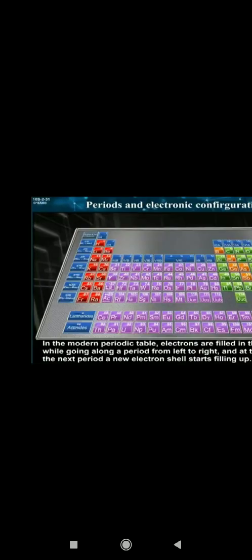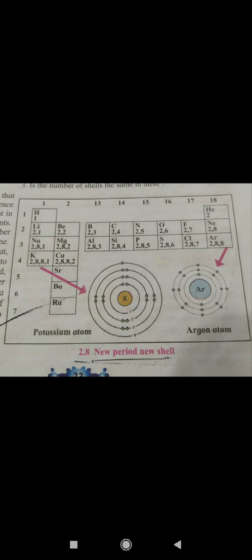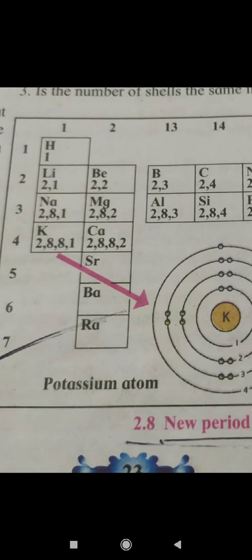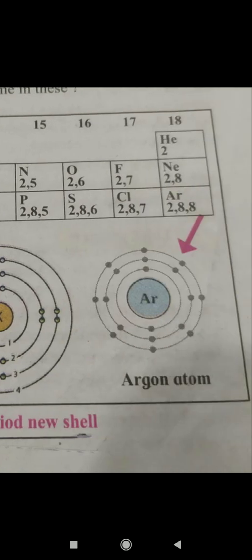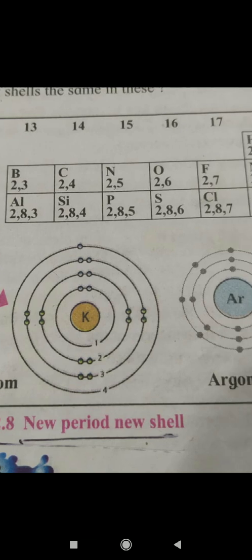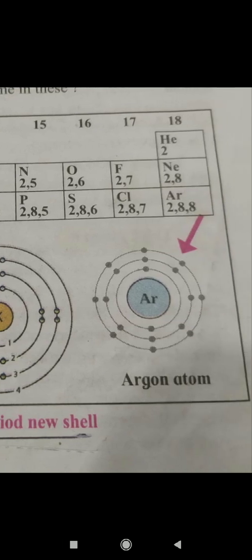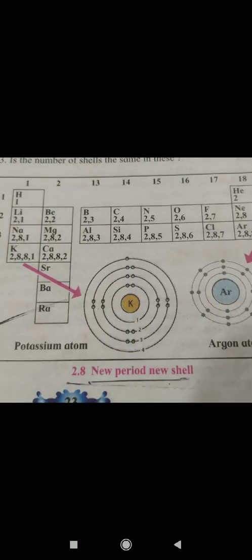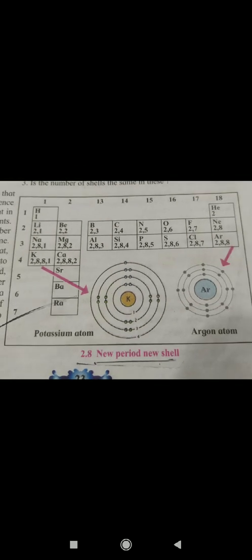Let us see here, from left to right. First, that is the first period, hydrogen and also helium. Next, that is the second period, lithium. Starting from lithium, the electronic configuration is 2 1. Hence, as we go from left to right, the electrons get added to the same shell. Let us see the example of the second period.